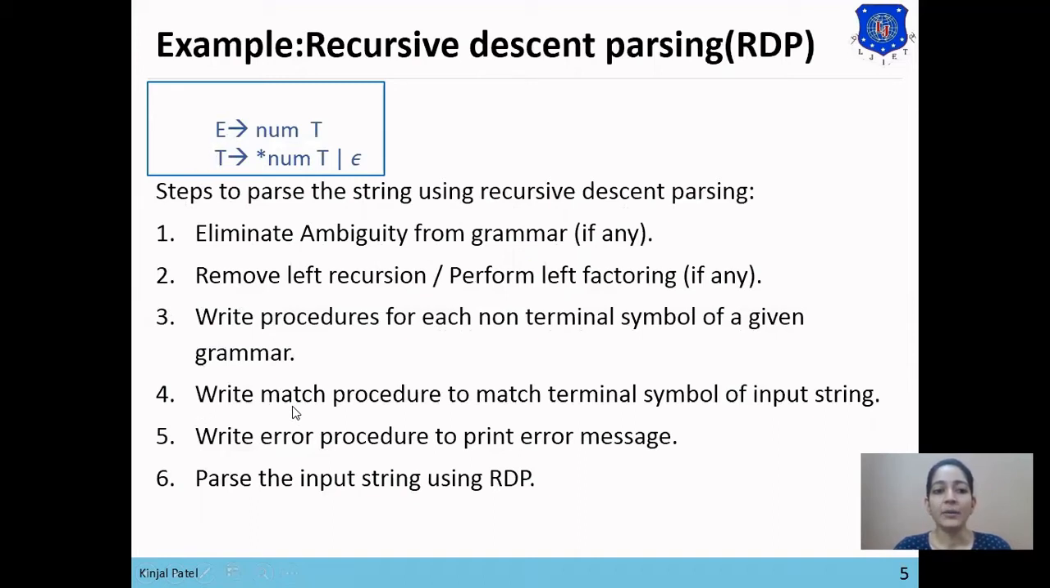Then write the procedure match to match the terminal symbols of the input string. One match procedure will be there to match the terminal symbol of the input string. Then write the error procedure to print the error message. If there is any error in our input string, this error procedure will print the error messages. The last step is to parse the input string using the recursive descent parsing algorithm.